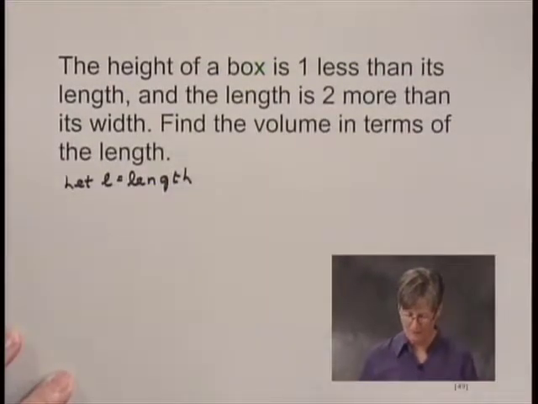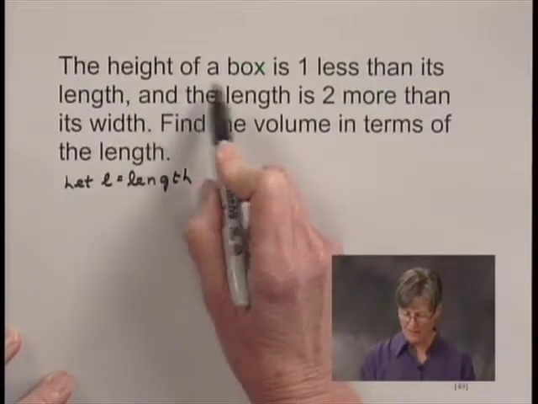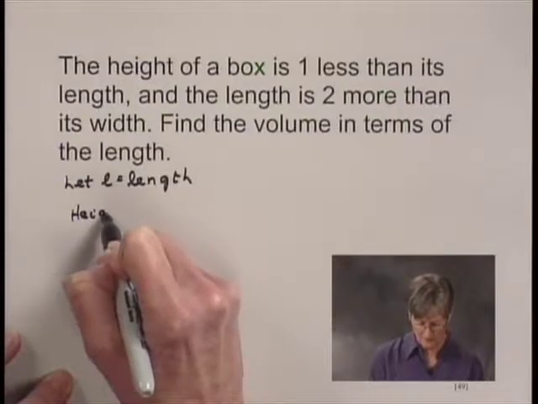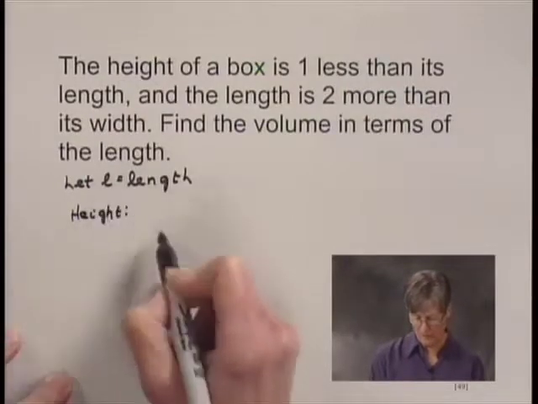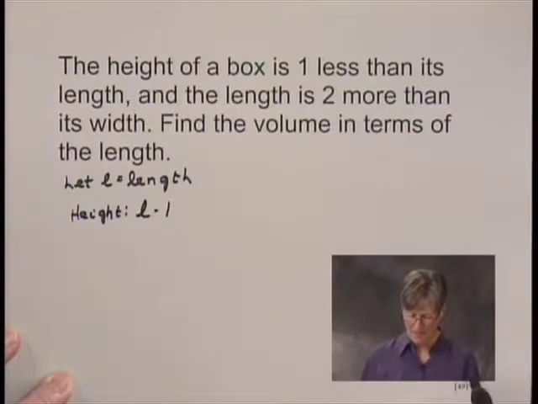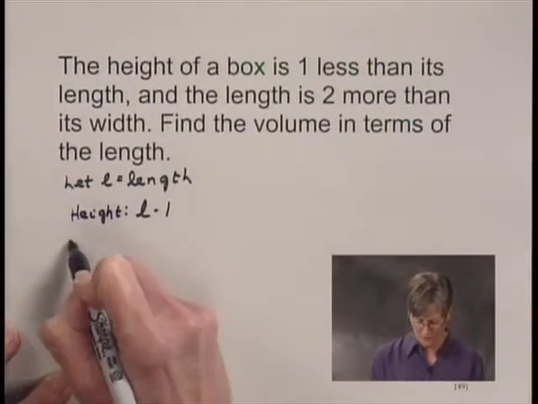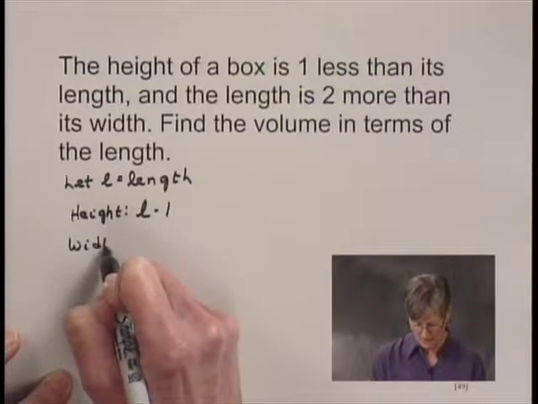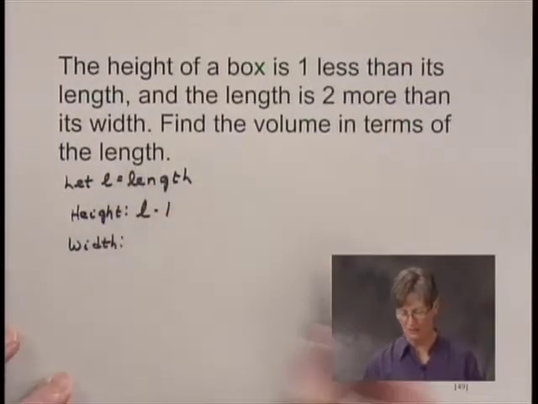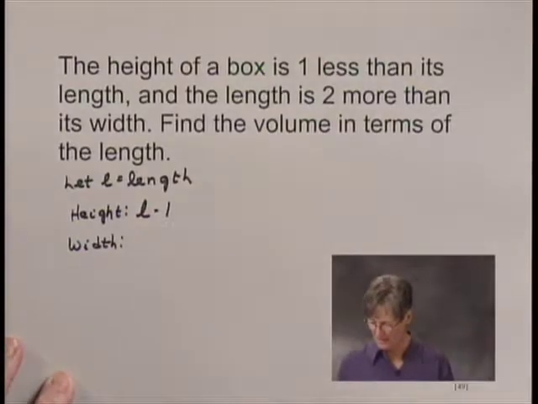of the box. Now, we're told that the height is 1 less than the length. So the height is going to be 1 less than L, or L minus 1. And the length is 2 more than the width. And we want to express all of these in terms of the length because that's what we're asked to do, find the volume in terms of the length.